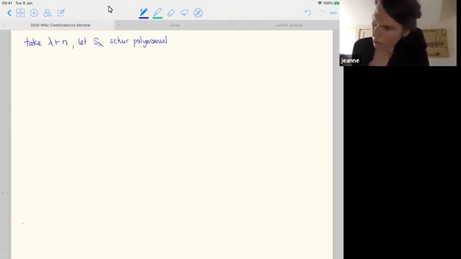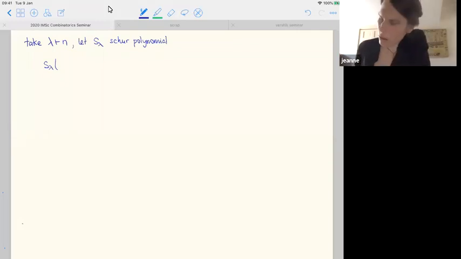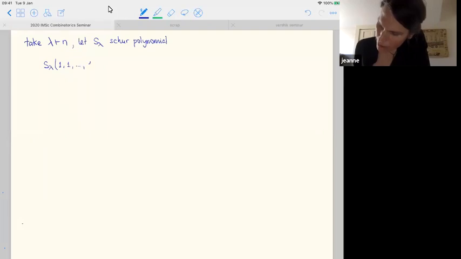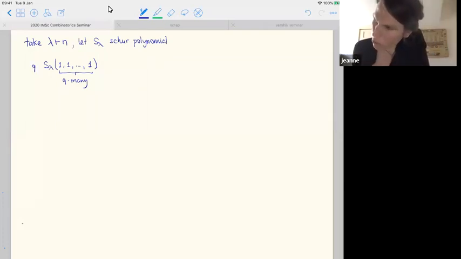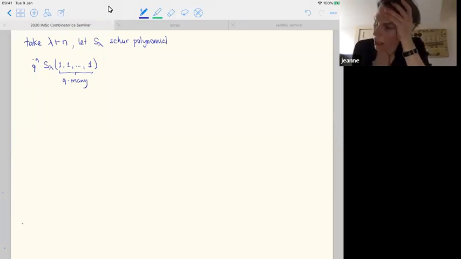Then, let's do the following thing. Let's take S of lambda and evaluate it at Q many ones, and take the result and multiply by Q to the minus N. Then, there are two ways of writing this.